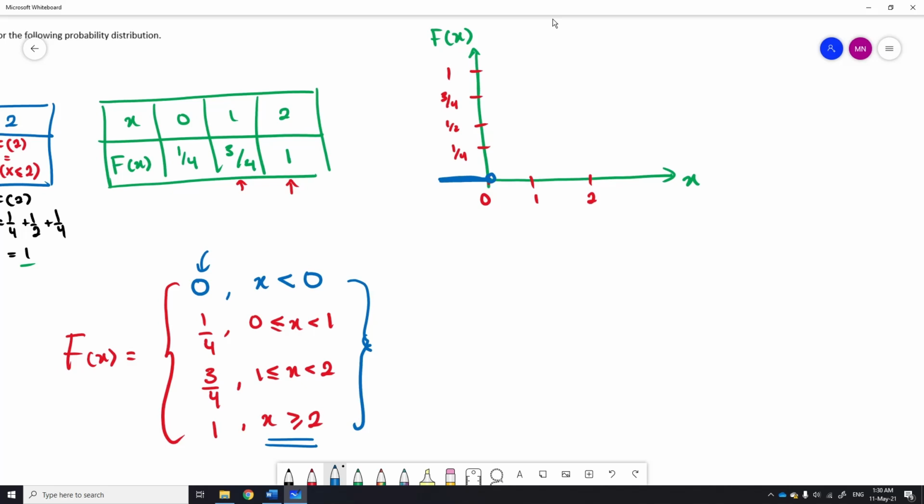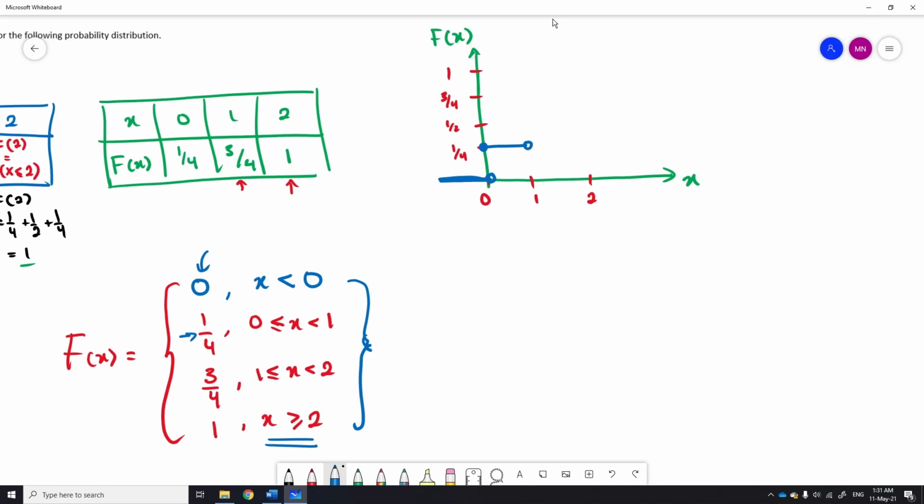Okay, so then the next region, x is bigger than or equal to 0. Since it is bigger than or equal to 0, it must be a bold circle right over here until x is less than 1, a hollow circle, with the value of F(x) equal to 1 over 4.